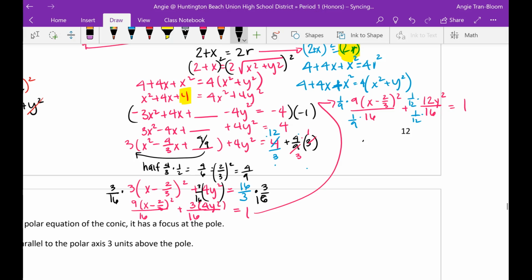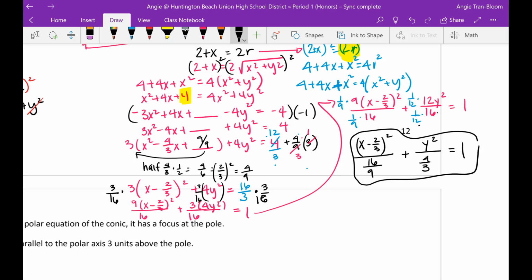It's not important. Here's my standard form. x minus 2/3 squared over 16 over 9, that's as far as I'm going to go. I can't reduce it. Then drop this down. This is now y squared over 16 over 12. I can divide both top and bottom by 4, so that's really 4 over 3, and then I can have it equal to 1. So this is my final answer. This looks like it is an ellipse. It doesn't ask, but I might as well write it down.